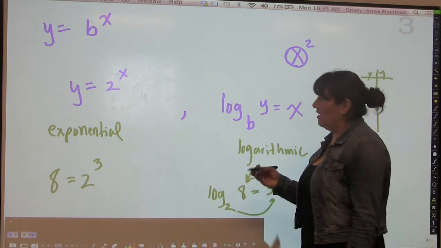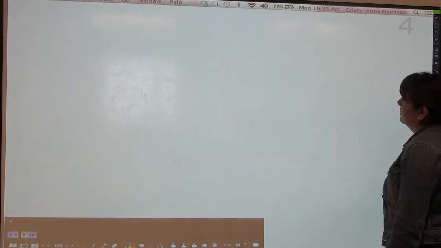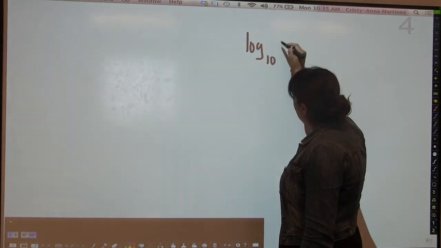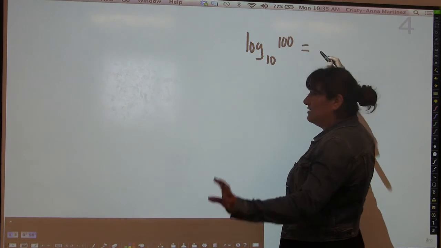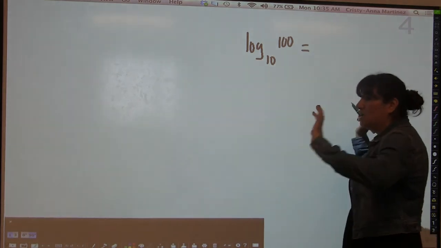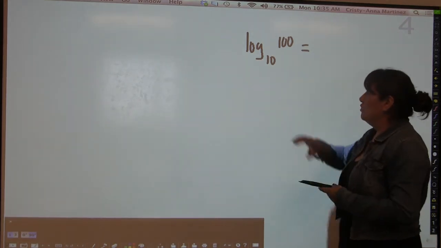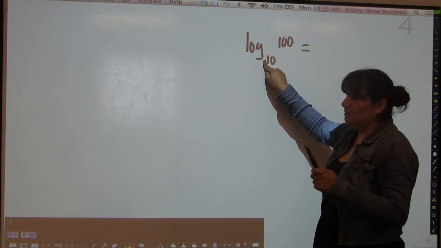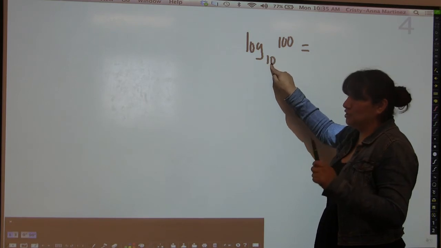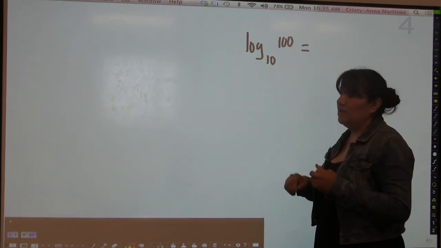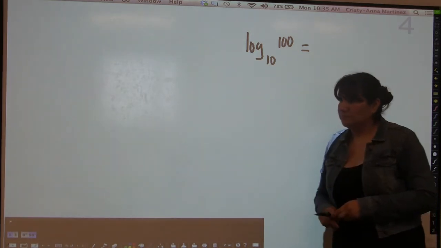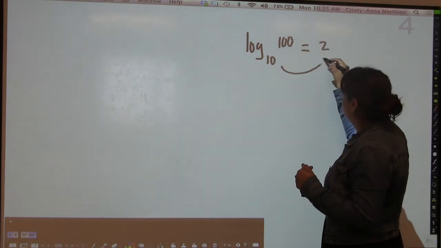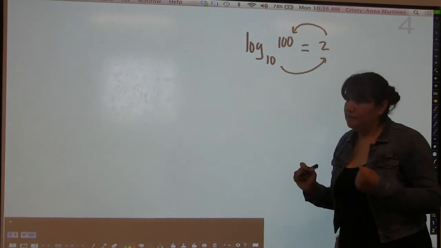So for example, I want to give you some other ones because you have to get used to this. What would the log base 10 of 100 be? If you know the answer, don't say it right now. I'm going to walk you through what you're supposed to be thinking. This is the base. So the question is, what exponent do I need to raise 10 to, to get 100? In other words, 10 to what power is 100? The answer is 2, because 10 squared is 100.